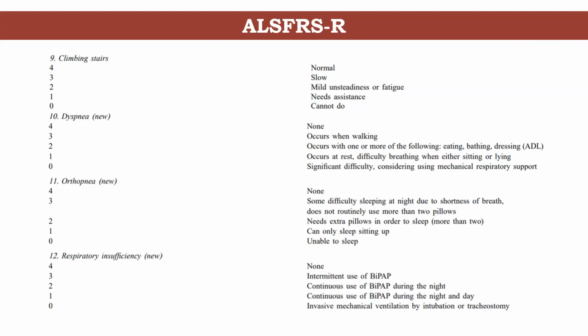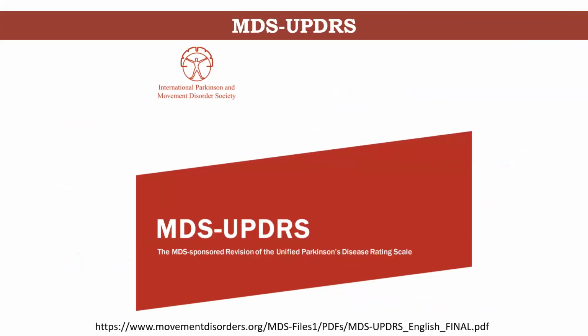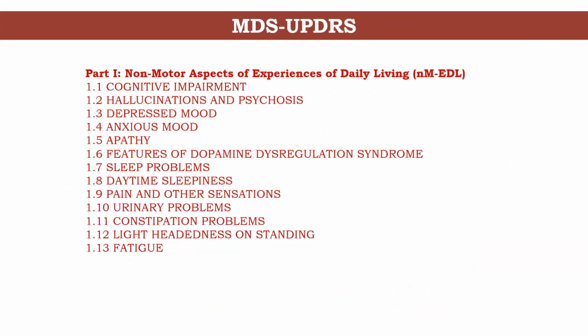But for our engineering dysarthria purpose, we'll be sticking to the speech part of it. For the Parkinson's, it is from the Movement Disorder Society, MDS, and this is called the Unified Parkinson's Disease Rating Scale, UPDRS. This PDF is freely available, but if you'd like to use it, you have to take permission for that. Even here, there is a large list of questions that we go through.